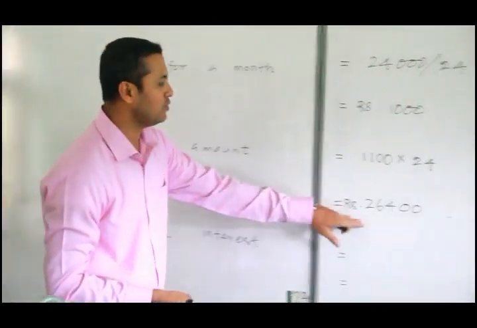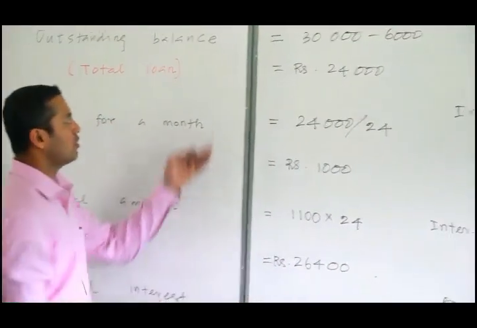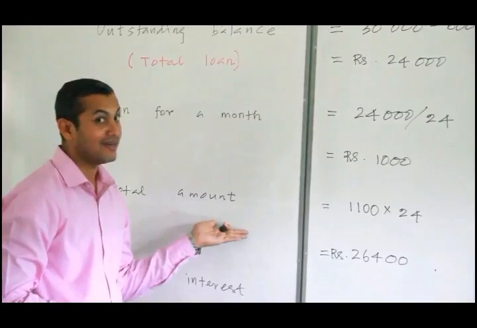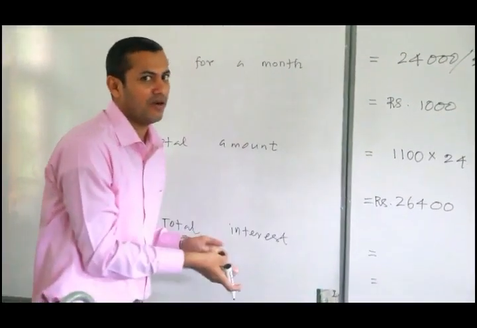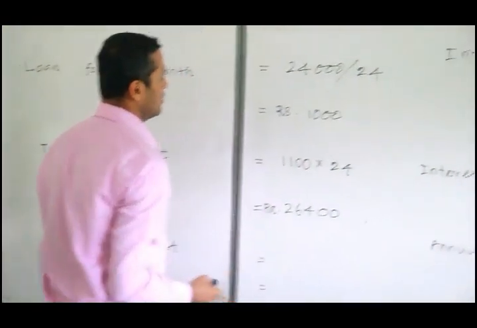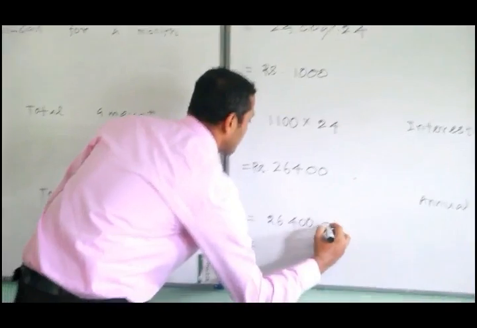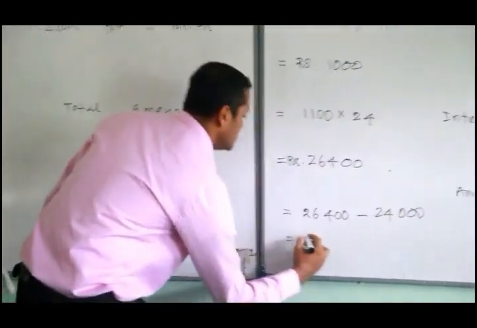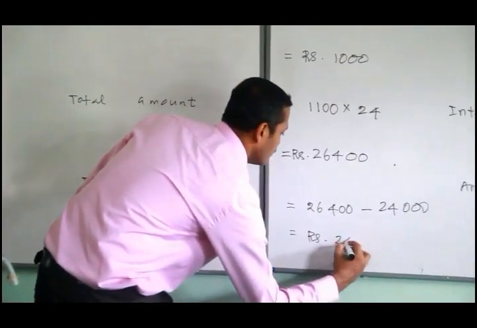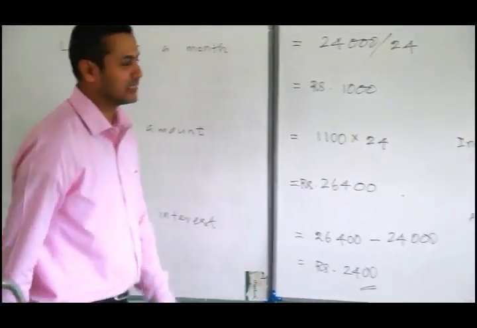Alright. Total interest. How to calculate the total interest? You know the total amount, you know the total loan as well. Then you can subtract the total loan from the total amount, because total amount equals total loan plus total interest. So I am going to subtract 26,400 minus 24,000. Then rupees 2,400. Is that clear? Check your answers.